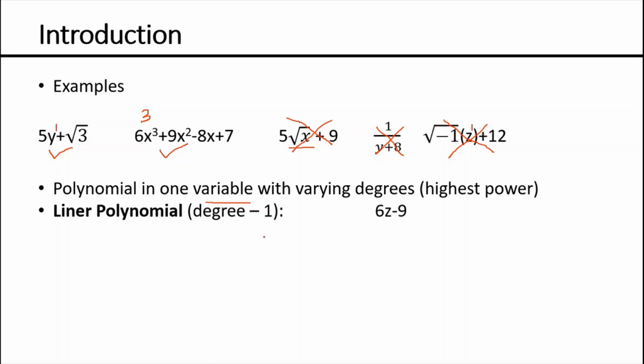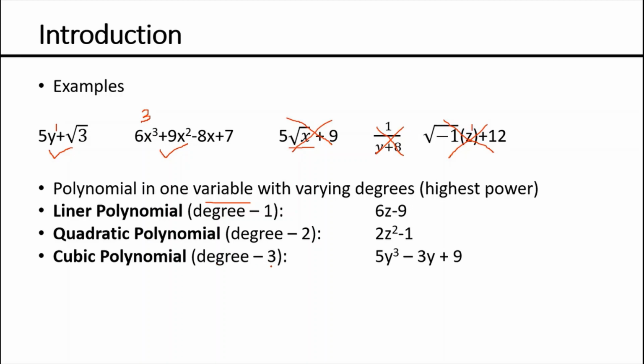Now all the polynomials with degree 1 are known as linear polynomials. The polynomials with degree 2 are known as quadratic polynomials, and the polynomials with degree 3 are known as cubic polynomials. Polynomials are mathematically represented as small p, along with the variable, y, x or z, it can be anything, in brackets. So if we take the polynomial 5y cube minus 3y plus 9, this is a polynomial in variable y with degree 3. So it can be written as p(y).